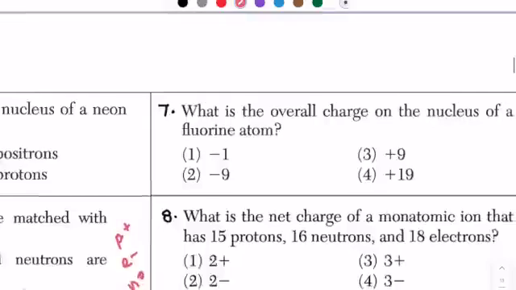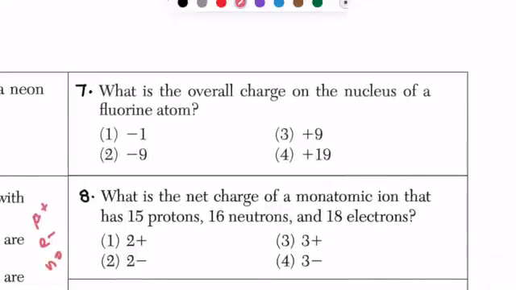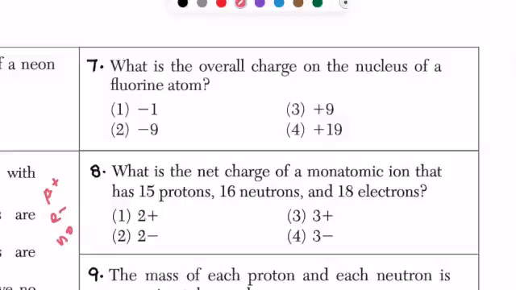Then we have number 7, which asks what is the overall charge on the nucleus of a fluorine atom. So you just have to figure out how many positive charges we have in the nucleus of a fluorine atom. Remember, the charge on the nucleus is always positive because inside the nucleus we have protons and neutrons. Protons are positive, neutrons have no charge. So the charge of the nucleus depends on the number of protons only. So figure out how many protons you have in fluorine, which I believe is 9. So that will be positive 9.